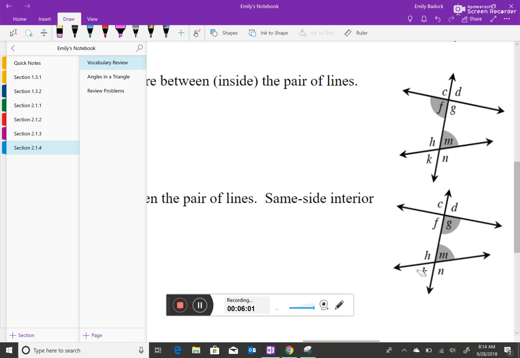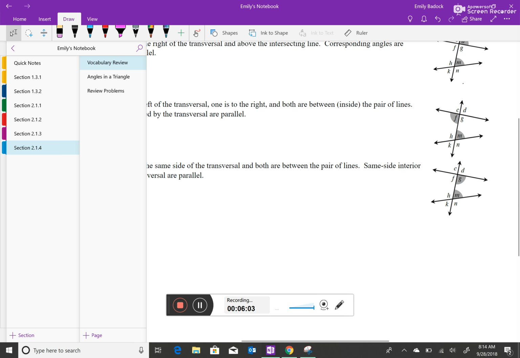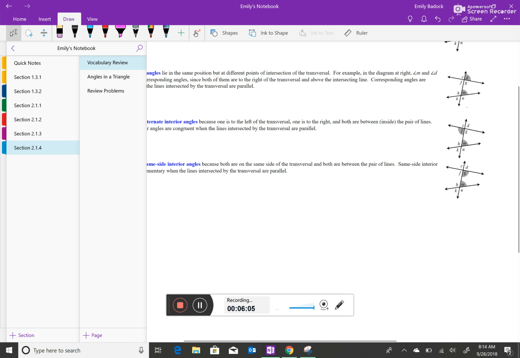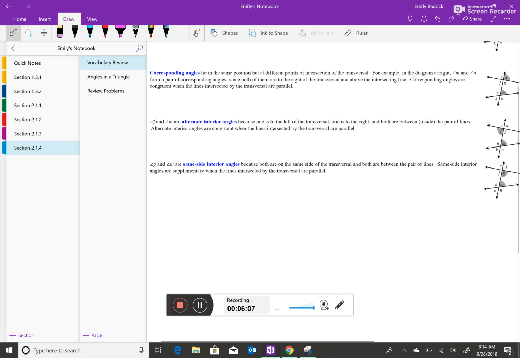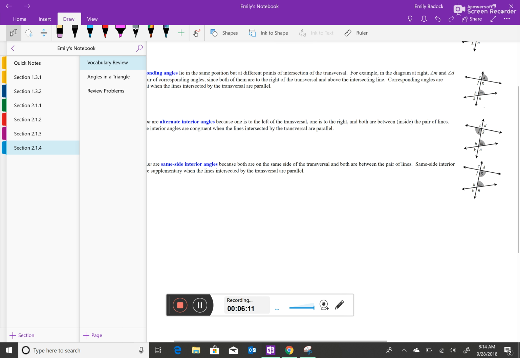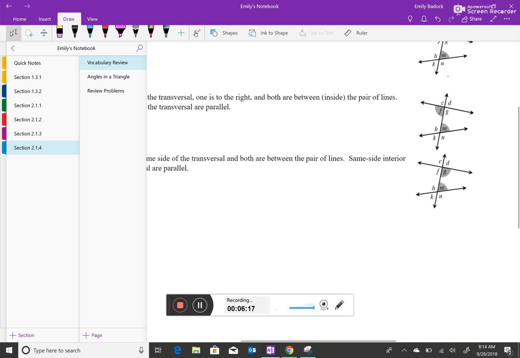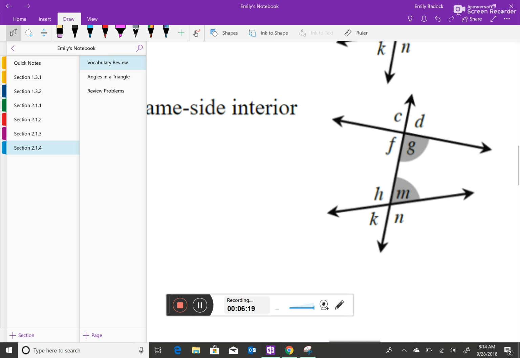Alrighty, so they would be the same measure. They would be congruent. Alrighty, and then the last definition is same side interior angles. So same side, they're on the same side of the transversal. They're interior, they're in between our two parallel lines. And again, they would add up to 180 only if the lines are parallel. So all of these rules only apply if the lines are parallel.